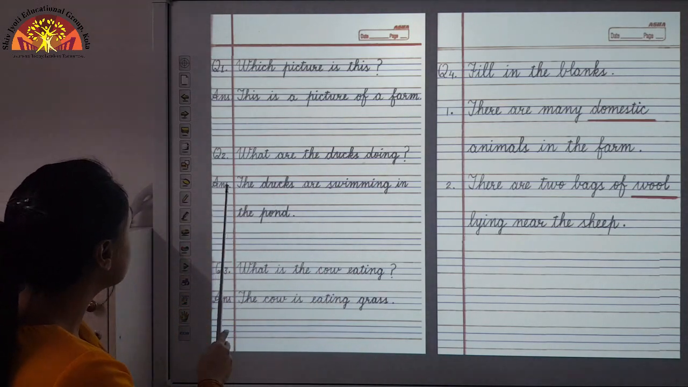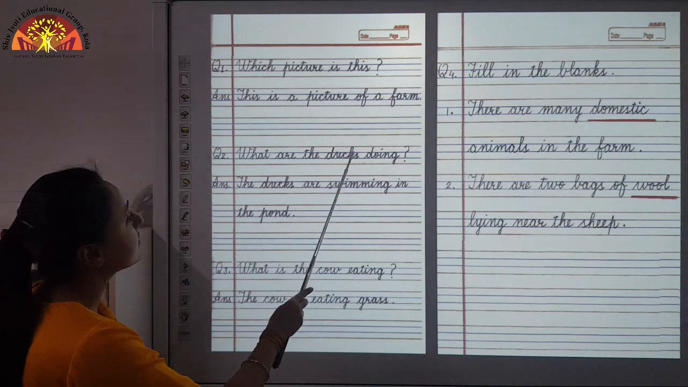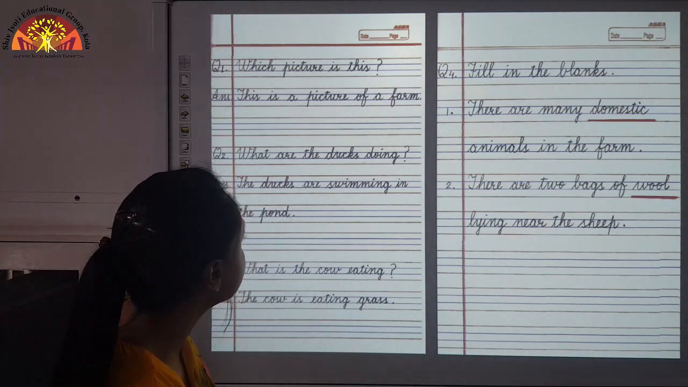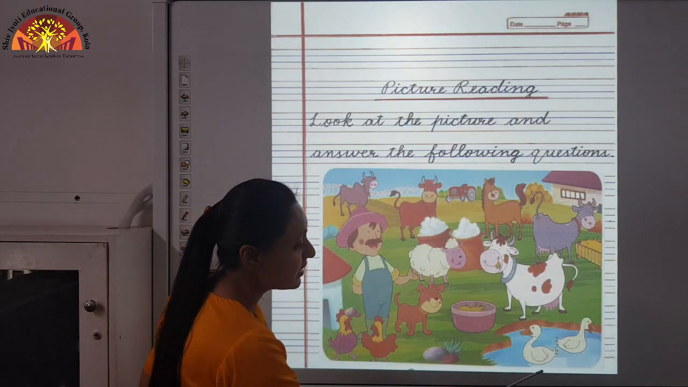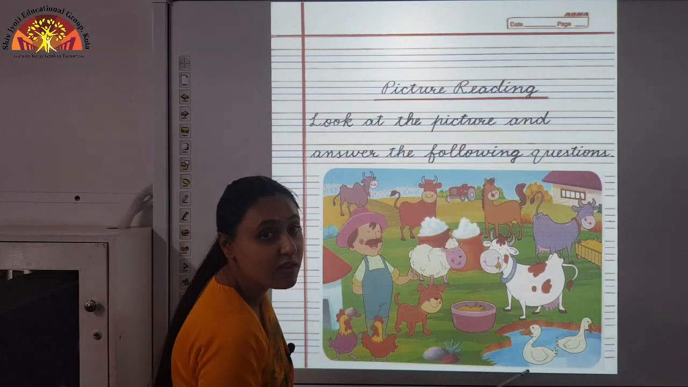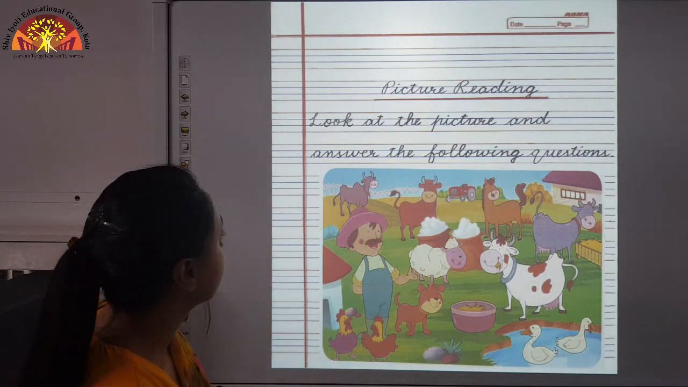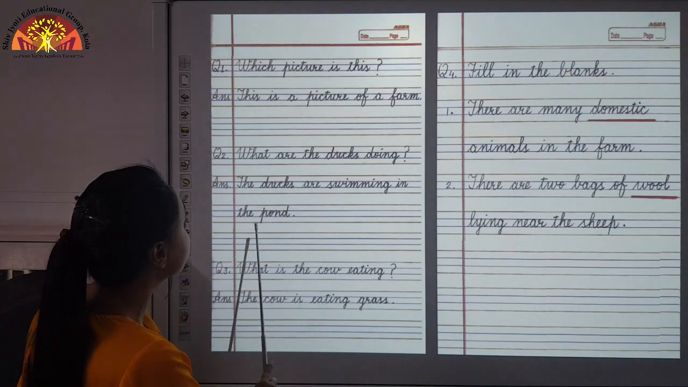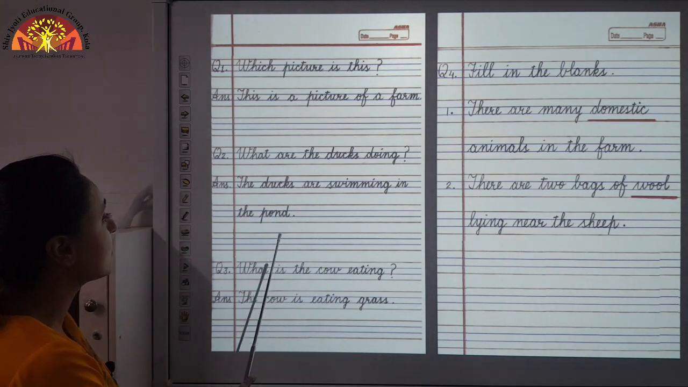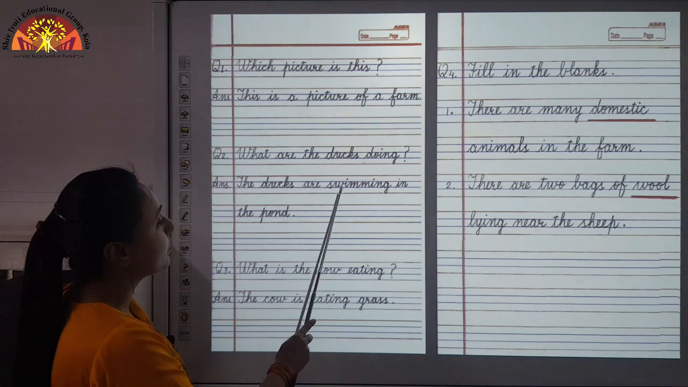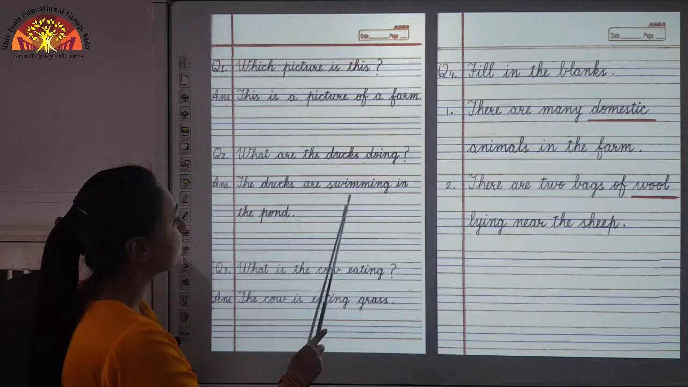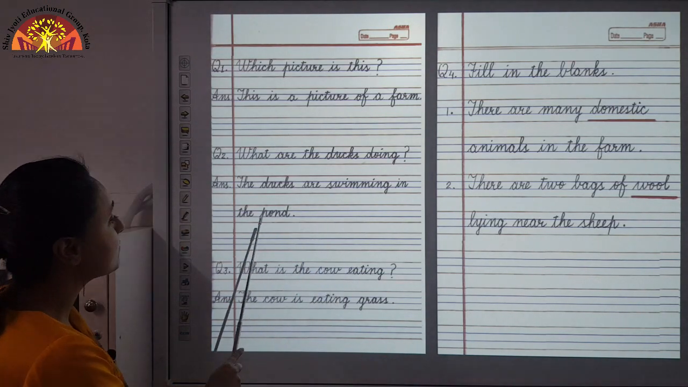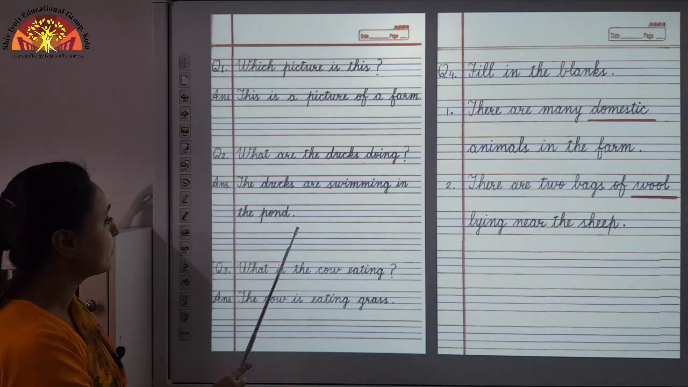Now let's move to question 2. What are the ducks doing? So look at the picture. What are the ducks doing? Ducks are swimming in a pond, okay. So the answer is, the ducks are swimming in the pond, okay. The spelling of swimming is S-W-I-M-M-I-N-G, swimming. The spelling of pond is P-O-N-D, pond, okay children.